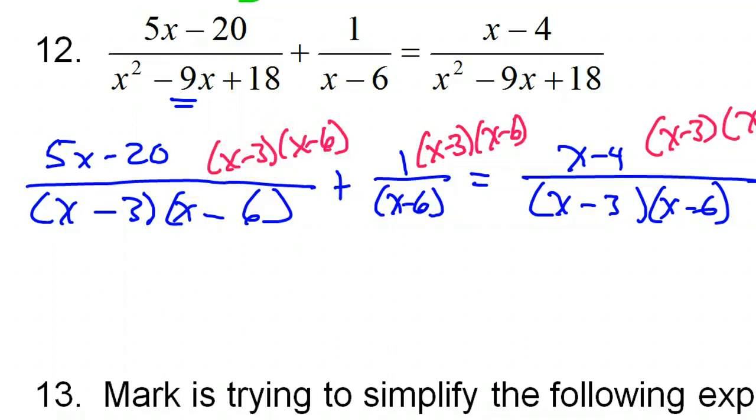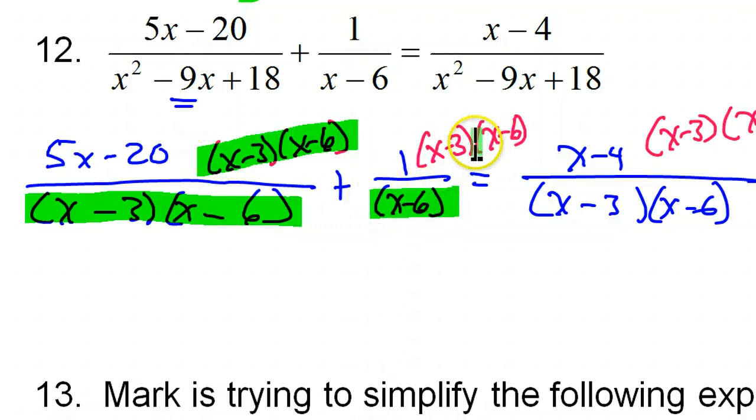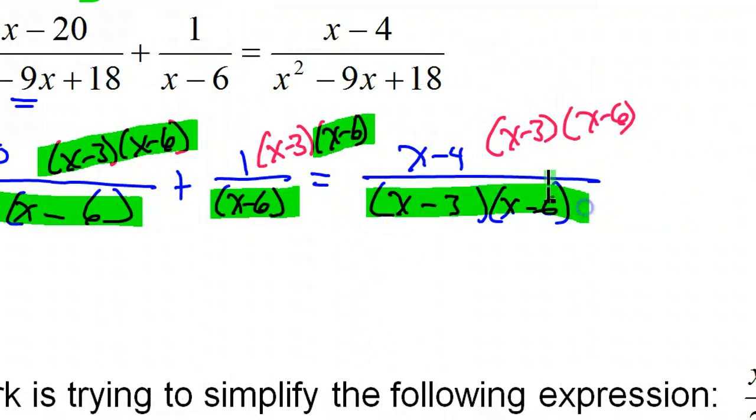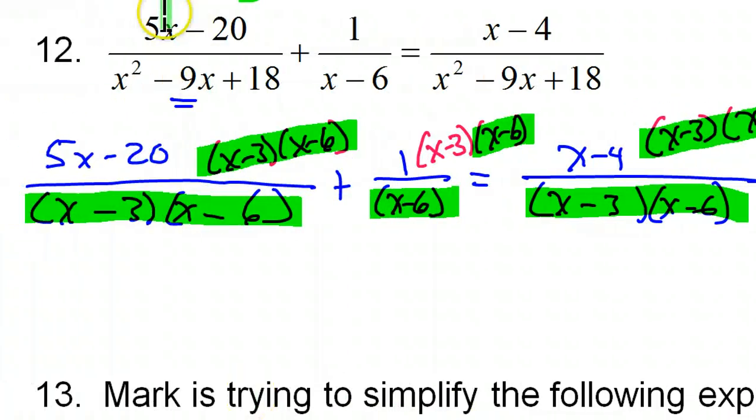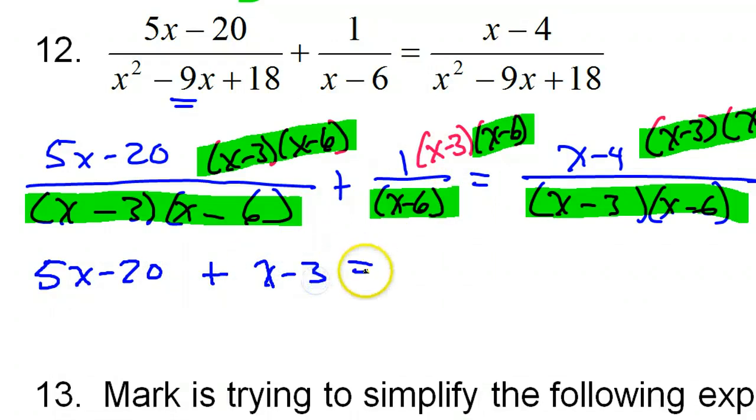Okay, now it's time to cancel stuff out. So x minus 3, x minus 6, that's gone. X minus 6, that's gone. X minus 3, x minus 6, all that's gone. Okay, so what does that leave? So I've got 5x minus 20 surviving plus x minus 3 equals x minus 4. That's what is surviving.